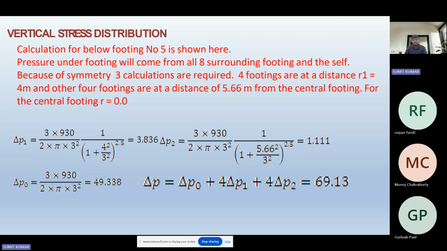That is nothing but 5.66. The another R value is 4 itself. That is shown in the delta P1. In delta P2, the R value is 5 root 2. That is mentioned as 5.66 square.